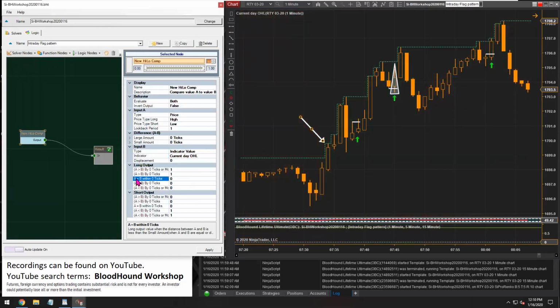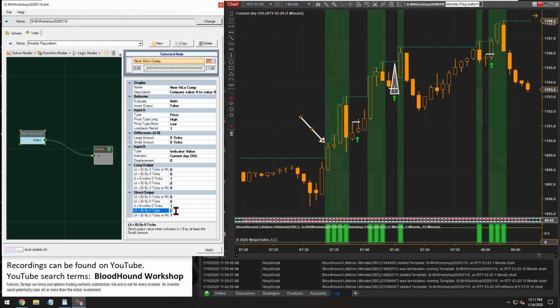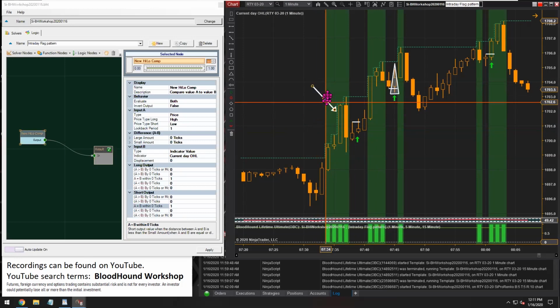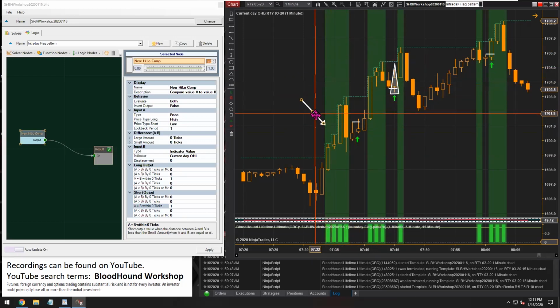Now we want the two to equal each other, so we want A equals B. That's the output that we want, so we're going to turn these other outputs off. Set that on, set that on, like so. And there we have it. Now all of these new high bars have been identified for us.